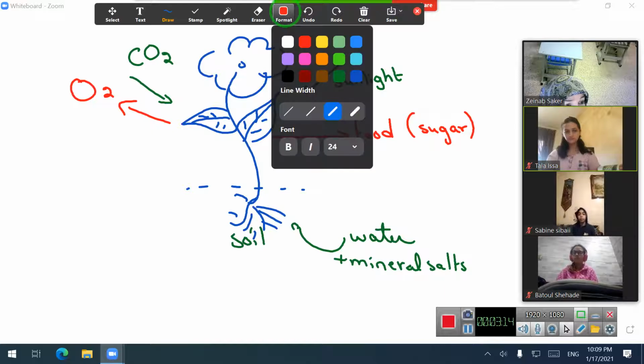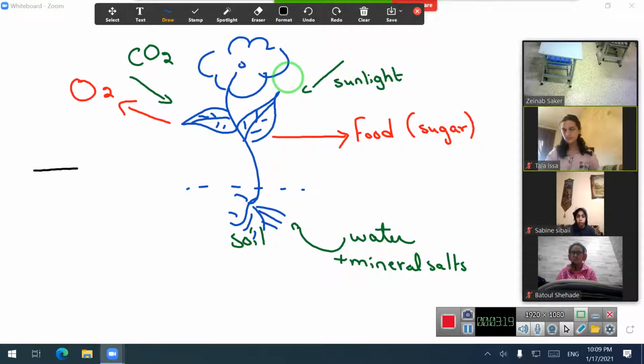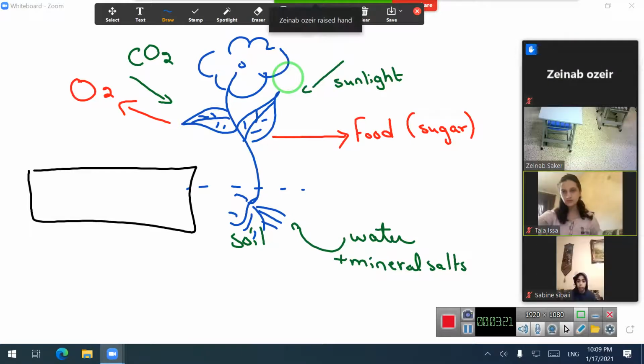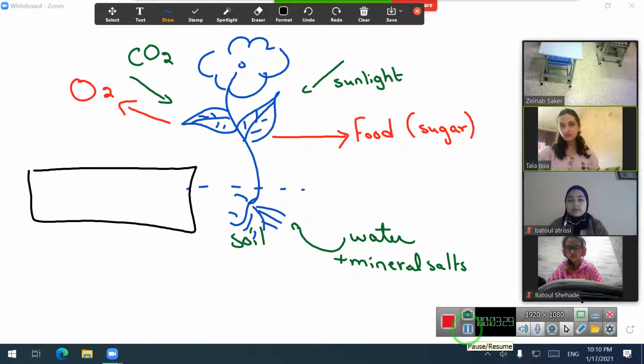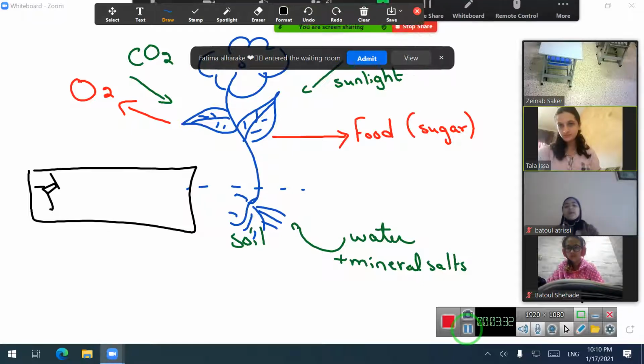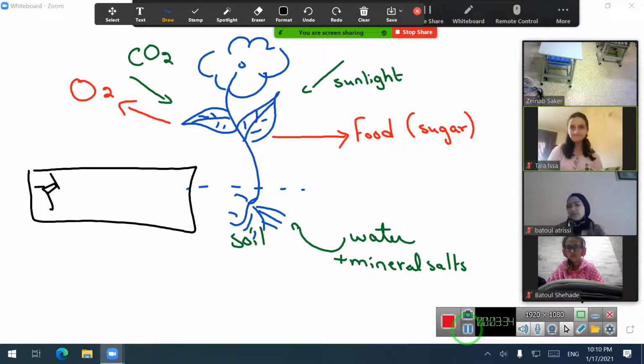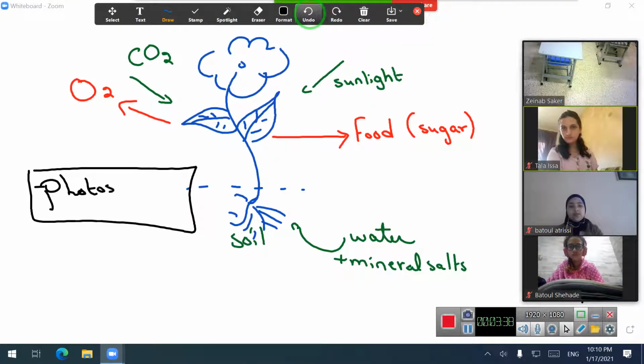Who can tell me now, what do we call this process? What is the name of this process that green plants make to produce their own food? Zainab. Photosynthesis. Excellent. So this process is called, or known as, photosynthesis.